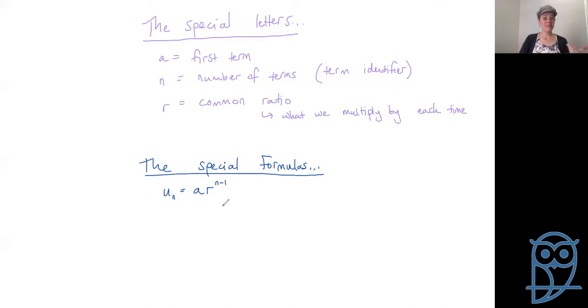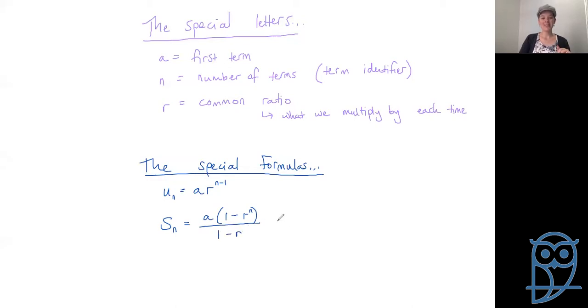So we're using very similar. We got an A, same like an AP. We got an N minus 1, same like an AP. But we're working now with R. And we're working with multiplication because these sequences, these GPs, are all about multiplication. So we also have a formula for the sum of n terms. And in this case, it is A times 1 minus R to the N over 1 minus R.